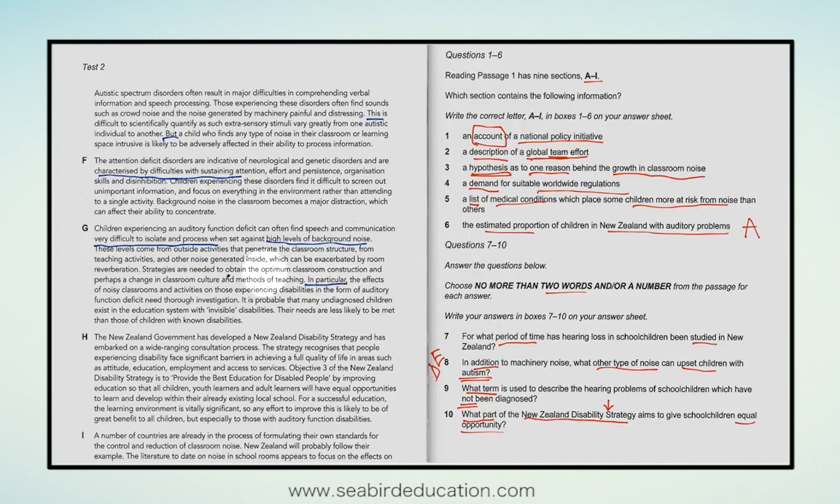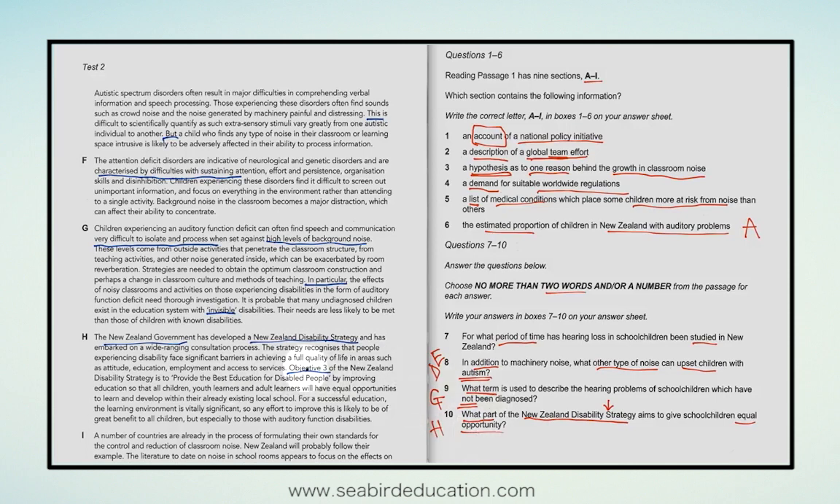In particular, as a hedge phrase, invisible. We said something about invisible. Not being diagnosed. So let's just have a look at G perhaps, because it might be related. New Zealand government disability strategy, we've seen that before, so let's have a look at H for number 10. That's not the answer, we're just looking back at them. Has a wide-ranging consultation process. Okay, objective 3.